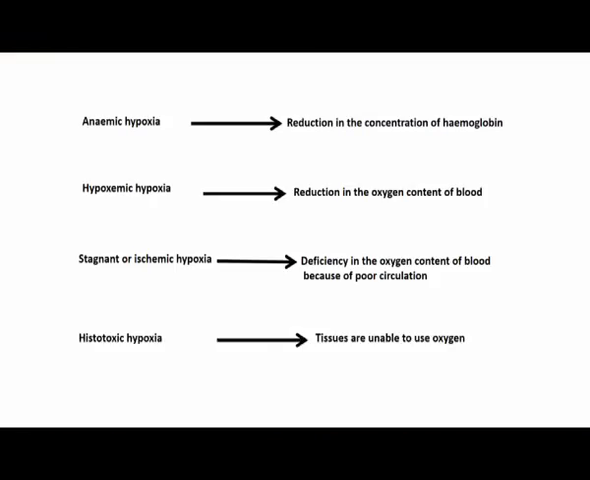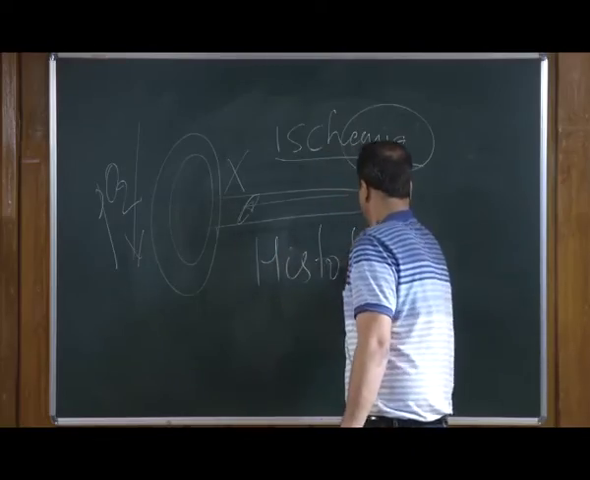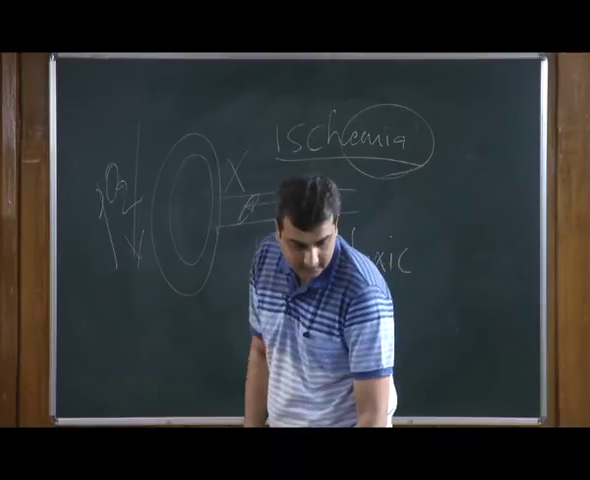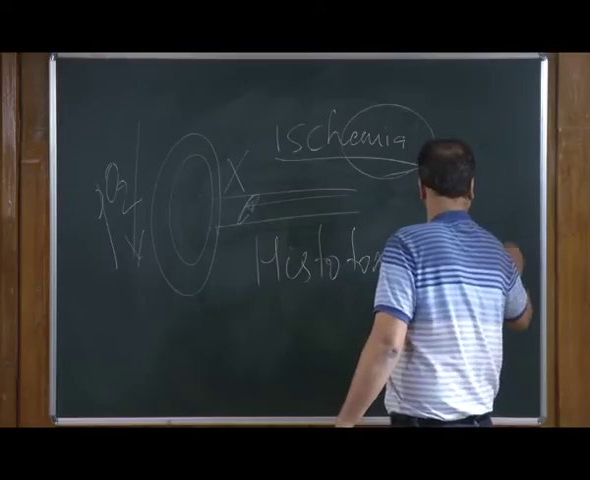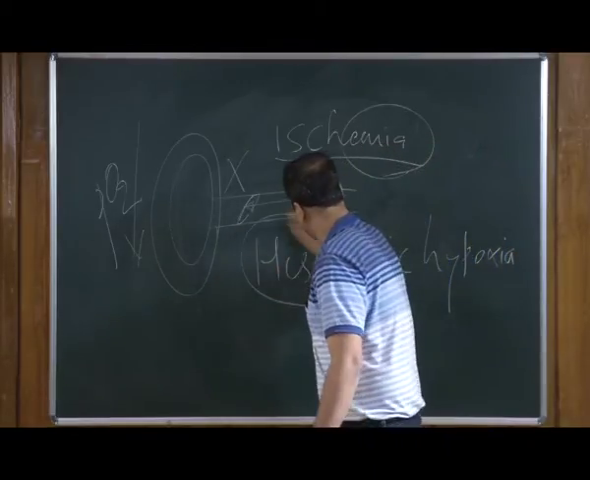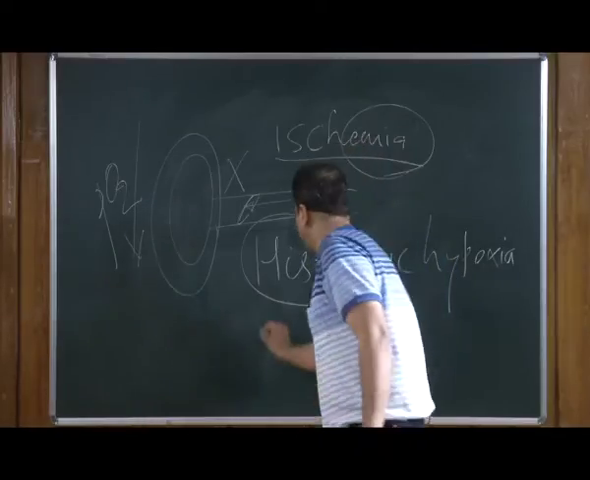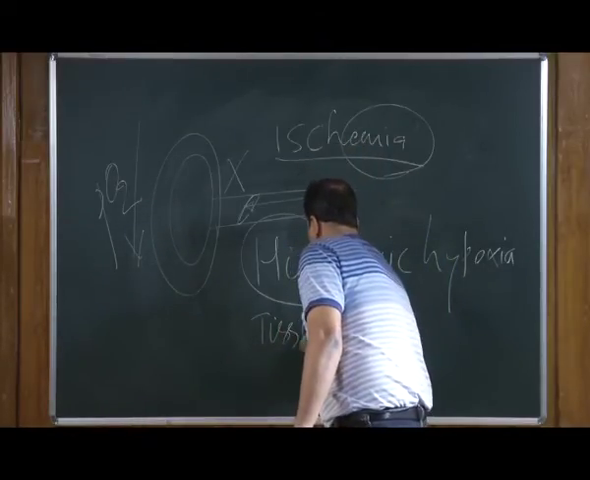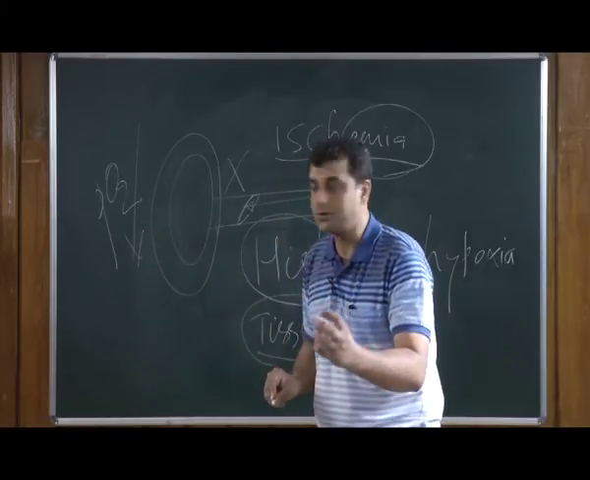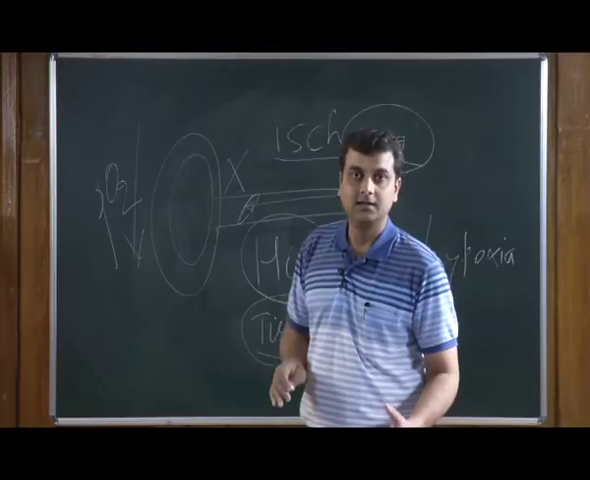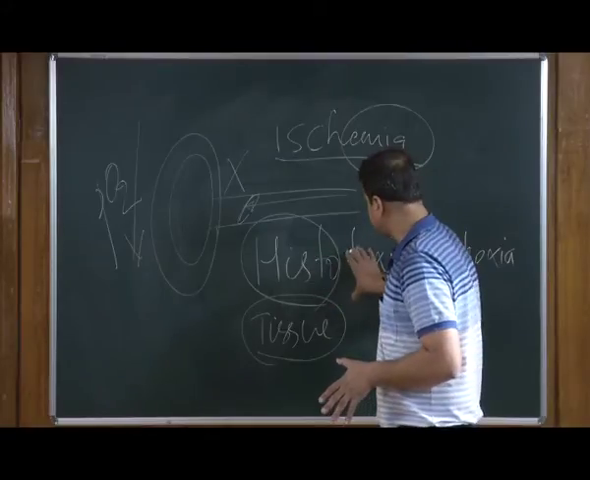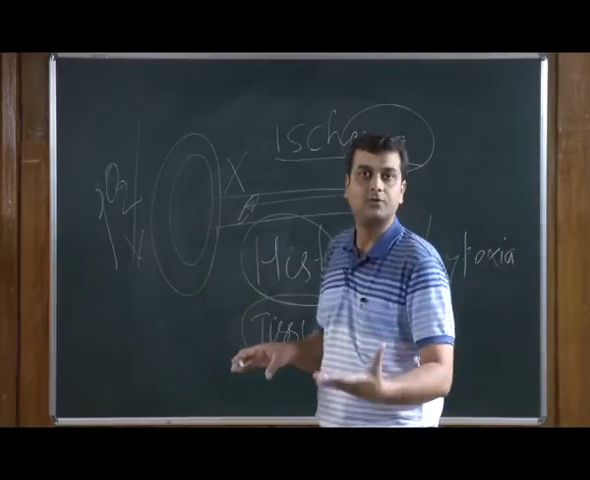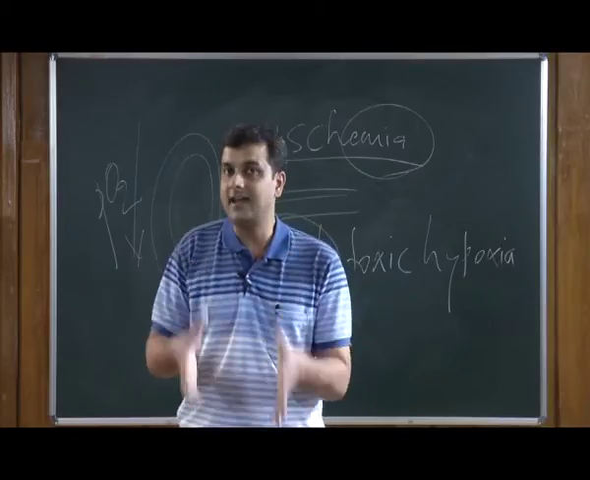And then the next one is histotoxic hypoxia. Histo is the root word for tissue. Anything related to tissue, we call histology. Histology is the study of tissue. So, the root word is histo. If there is toxicity in the tissue, the tissue is not getting much of the oxygen, and because of this there is a hypoxic condition.